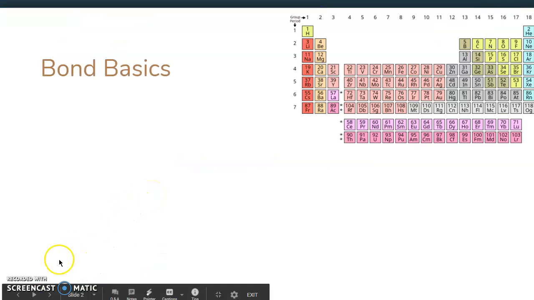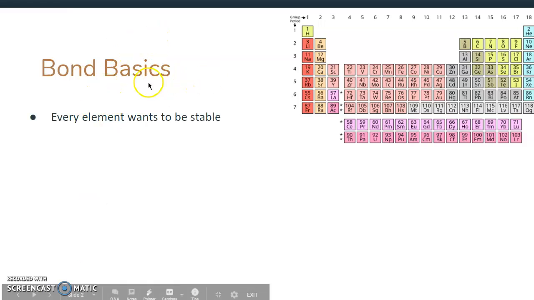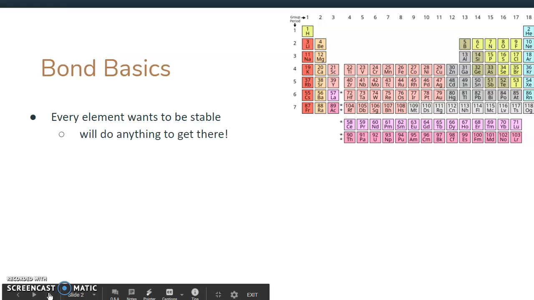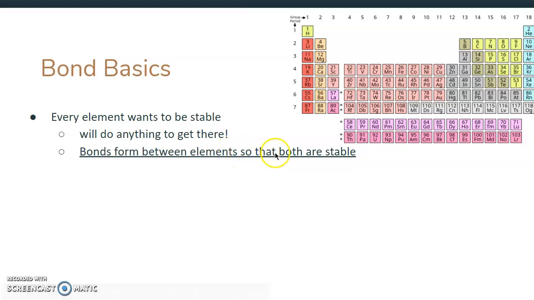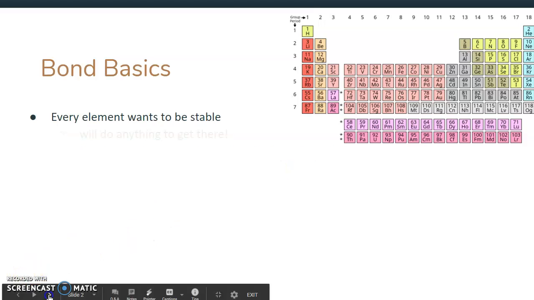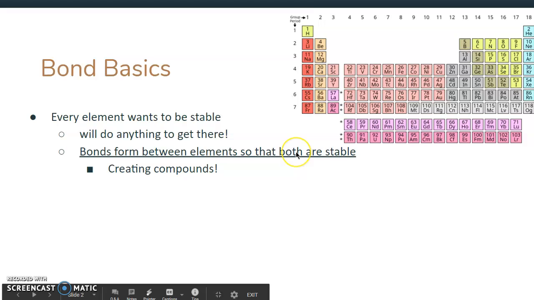So, the first thing is that we're going to learn 3 different types of bonds. Some of the important things to remember is every element wants to be stable. So every element will do anything to form with another one, to bond to another one, to get stable. Sorry, let me rephrase that in a different way.